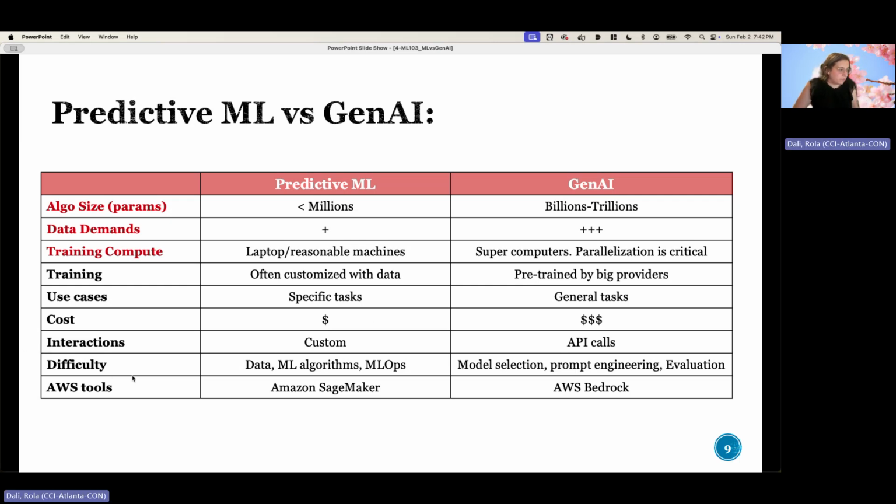So the difficulty in predictive ML, like I said, is really understanding data and data processing, ML algorithm, ML ops. It's a pretty complex process. The difficulty in GenAI is really about model selection, prompt engineering, evaluation, because they produce open-ended results. In terms of AWS tools, predictive ML, the main service for that is Amazon SageMaker, and for GenAI is Bedrock.